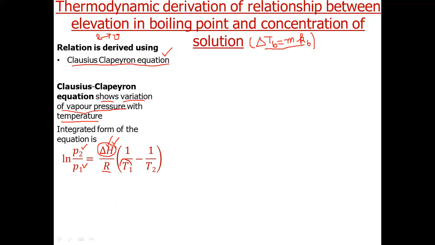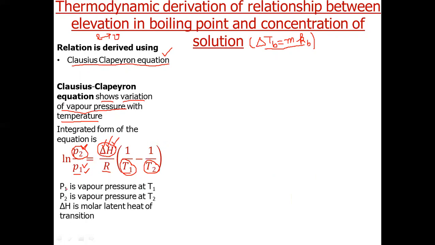minus 1 by T2). T1 is the temperature at which the vapor pressure is P1, and T2 is the temperature at which the vapor pressure is P2. So if we know the vapor pressure P1 at a particular temperature T1 and know the value of delta H, we can calculate the vapor pressure at any temperature using this relation. Delta H is also called molar latent heat, or latent heat of transition.